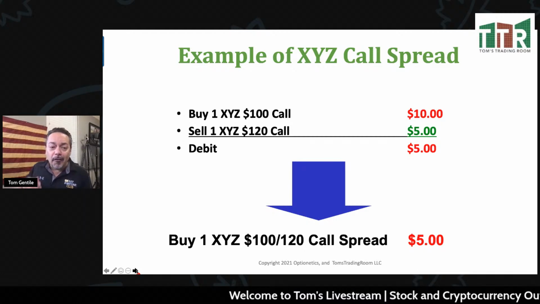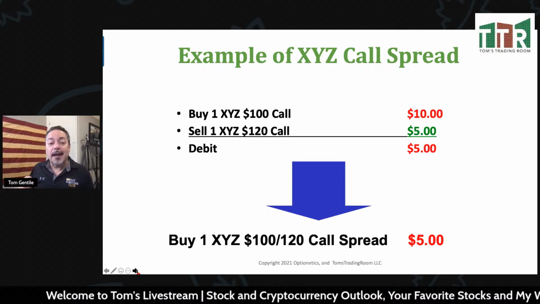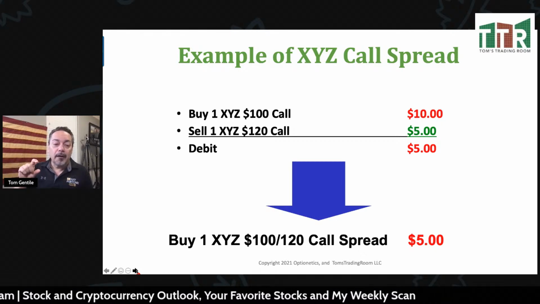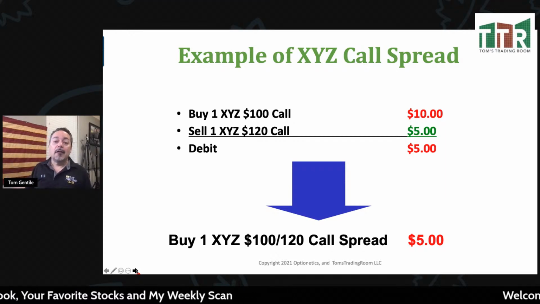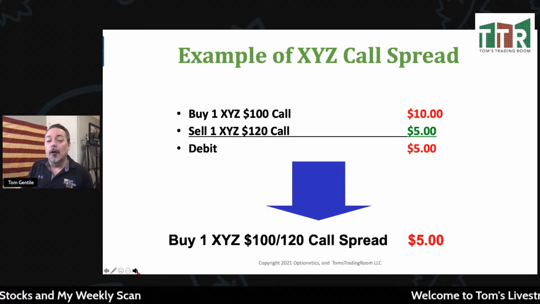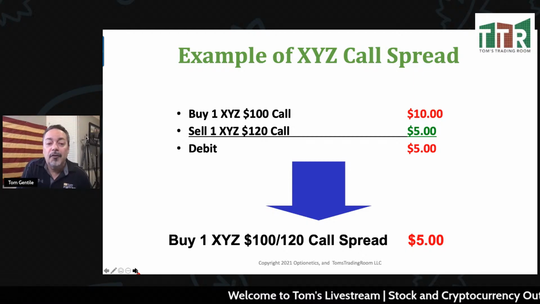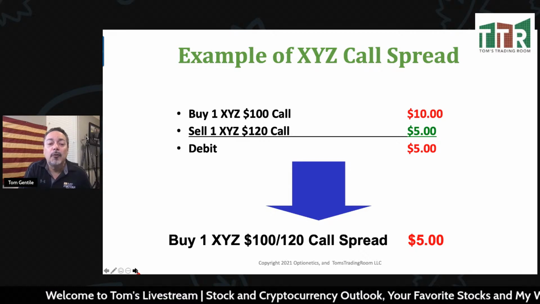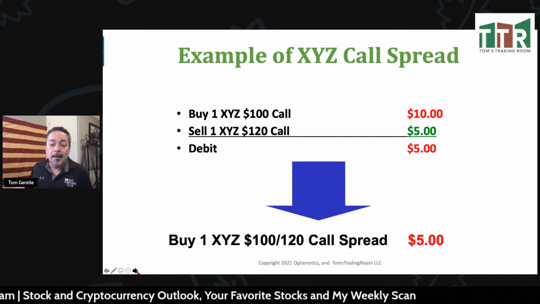And so if I'm shelling out $10 for the 100 and bringing in 5 for the 120, then I have a combined debit of $5 for that spread. Multiply the $5 times 100 because that's what the contracts are for, and you have a $500 risk. This is also expressed as, if you talk to someone who does this all the time, they say, "Hey, I bought the XYZ 100 120 call spread, paid 5 for it." That's what that down at the bottom actually means.